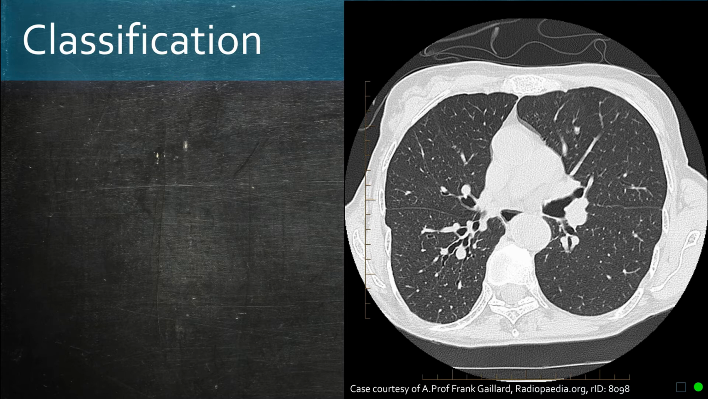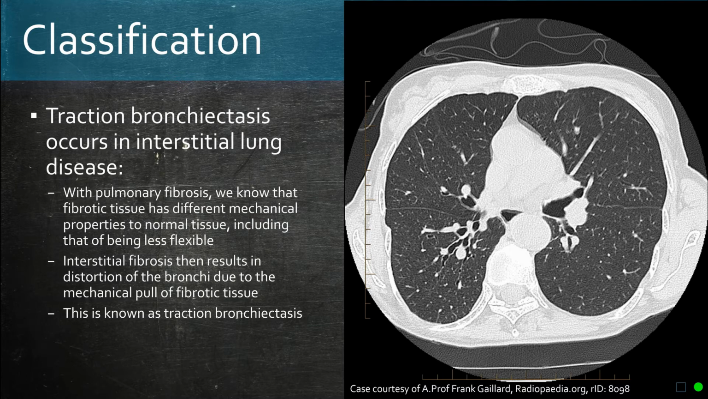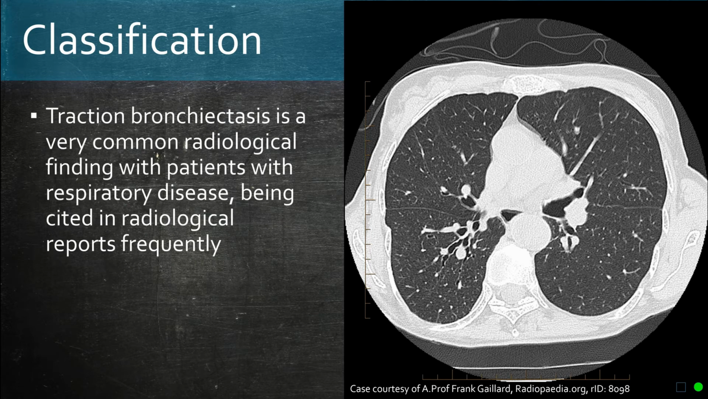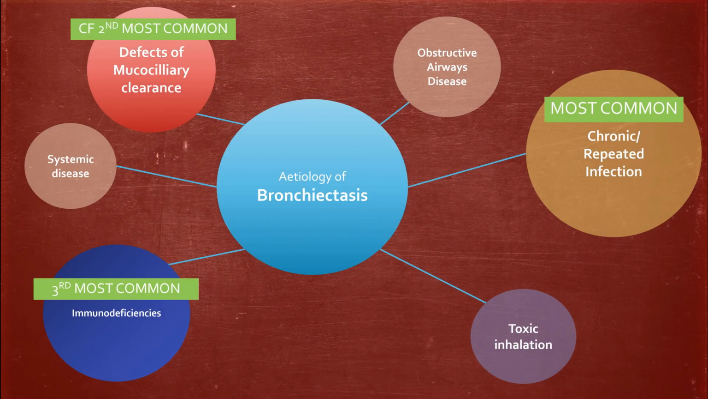Traction bronchiectasis is seen in interstitial lung disease such as pulmonary fibrosis. We know that fibrotic tissue has different mechanical properties to normal tissue, including being less flexible. This property leads to areas around the fibrosis being pulled on by this tissue, leading to distortion of the bronchi. This is traction bronchiectasis. Think about how a large scar affects the tissue around it. This term is frequently used in radiological reports, but its etiology has to be understood for these reports to be useful. So let's discuss the causes of bronchiectasis.